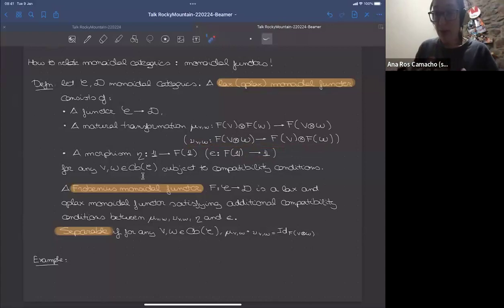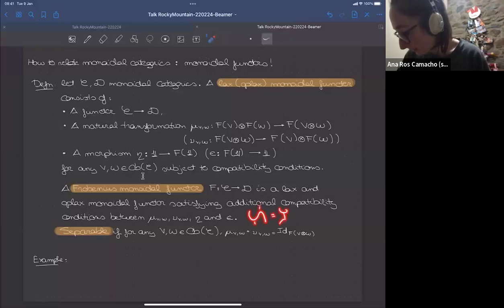But what I mean by a Frobenius monoidal functor that I was mentioning, this is our main tool. This is a lax monoidal functor, and also an oplax monoidal functor, that in addition satisfies certain compatibility conditions between these two maps, between mu and nu and these two morphisms. So actually, if you are familiar with Frobenius algebras, which I will define in a second, it's a very similar condition in graphical language, if you're familiar with that. It looks like this.